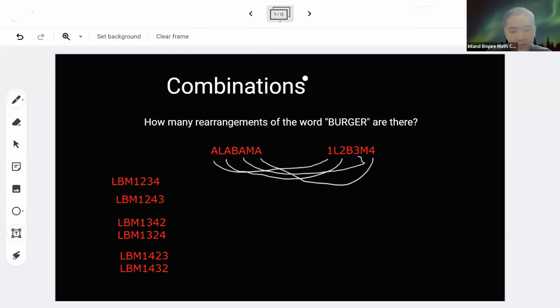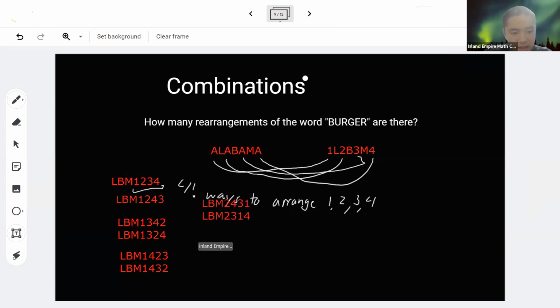And the number of arrangements that start with LBM and with all numbers, there are actually 24 of them, because if you remember what we talked about at the beginning of class, it's like you're trying to rearrange the number of books on a shelf. You have 4 options for the first book, 3 options for the second book, 2 options for the third. So it's 4 times 3 times 2 times 1. And it's the same thing with these numbers, because we're basically doing a reorder of these numbers. So indeed, there's 24 of these rearrangements.